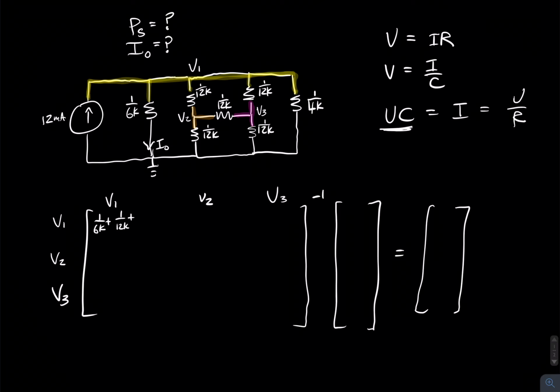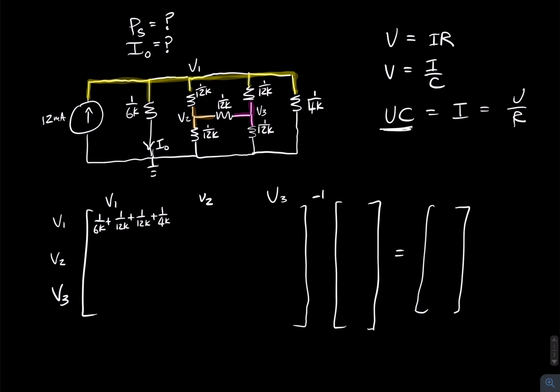And then plus another 1 over 12K connected to that V3. And then we also have that 1 over 4K connected to ground. And that's everything connected to V1. And assuming that everything's leaving V1, all of those are going to be positive.